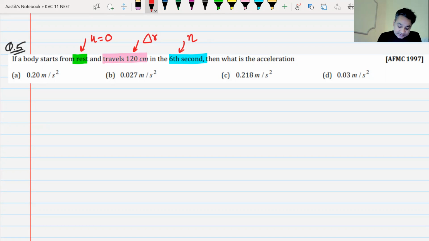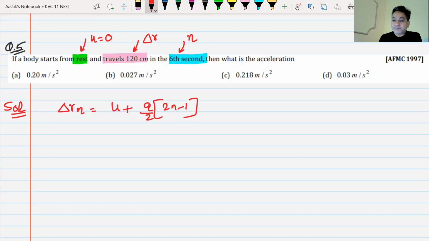Now I just apply the formula, get my answer and stay happy. Displacement in the nth second will be equal to u plus a by 2 times 2n minus 1. Do we understand this? I just put the values, my dear friends, and I stay happy. Displacement in the nth second is given as 120 centimeters, remember, so it is 1.2 meters. Do we understand this?